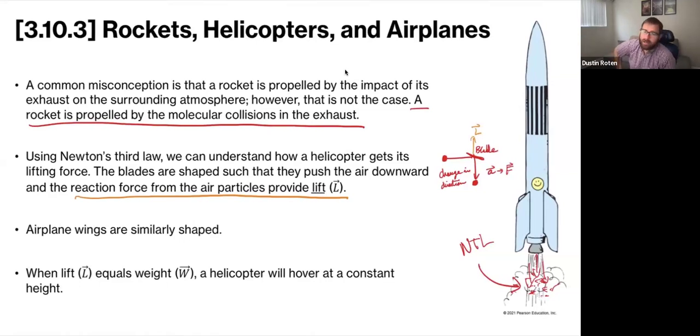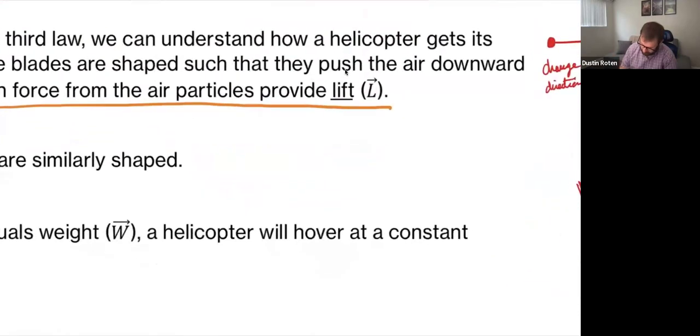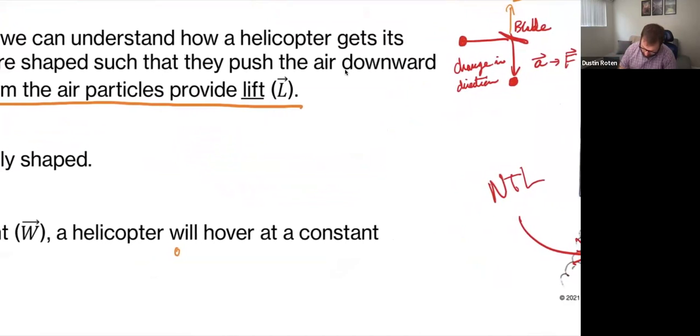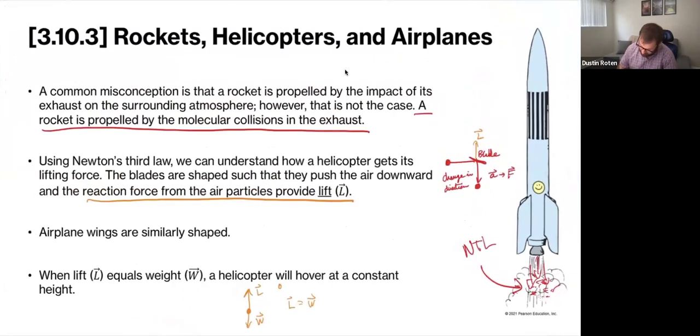Airplane wings are similarly shaped for the same reason. So when lift equals weight, so when the lift and the weight equal each other, there's obviously no net force acting, right? Because they're canceling each other out. So when this happens, a helicopter will just hover, right? Because it's not moving up or down. The lift and the weight are canceling each other out.